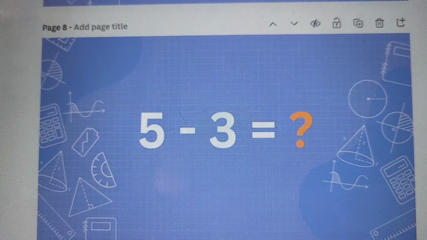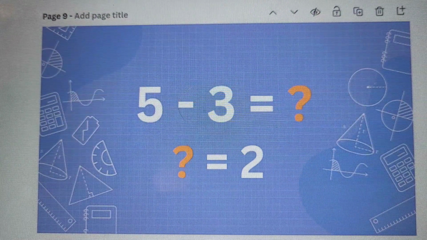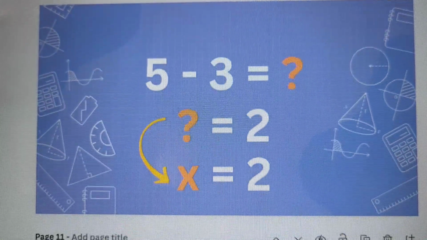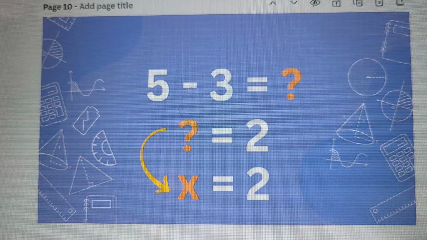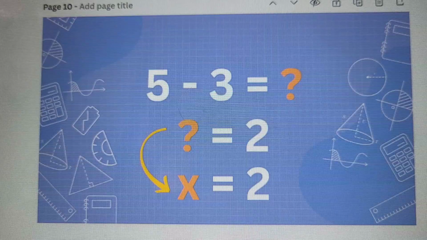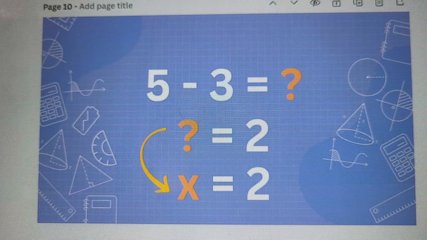Since the left and right side are equal to each other, we can solve that our question mark is equal to 2. And since we've been using a question mark as a replacement or substitute for our variable x, we're just going to plug that in. And essentially, the x is equal to 2, and x is an unknown value that we solved through a math problem.